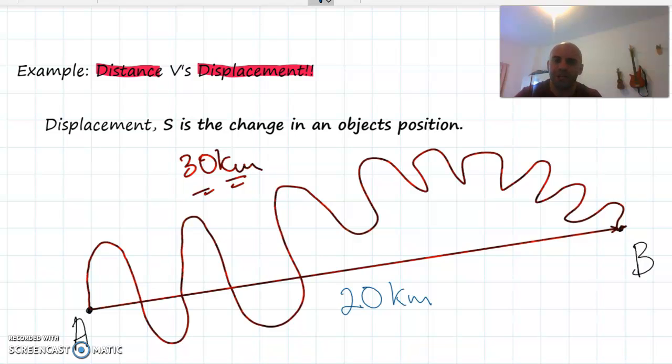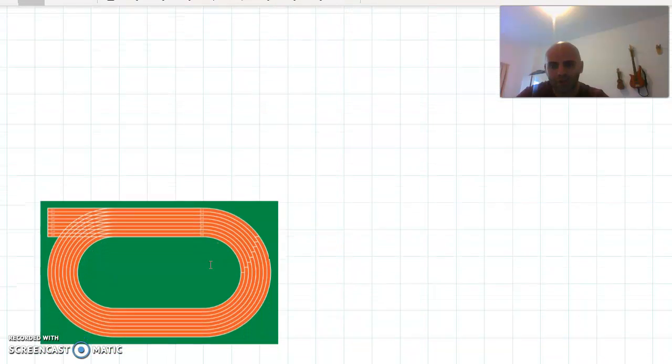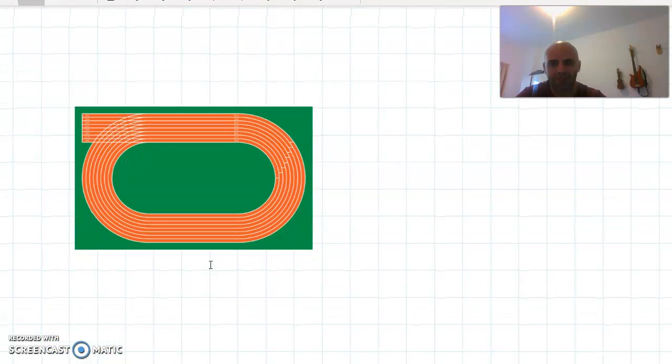And this could be maybe north or east. Let's say, for example, it's east, okay? So we have a specific distance and a specific direction for the displacement. Okay, so hopefully that makes a bit of sense. Let's just have a quick look at a typical example now.